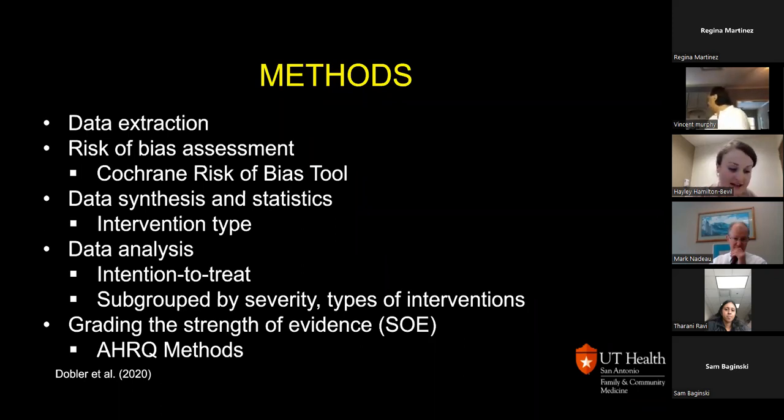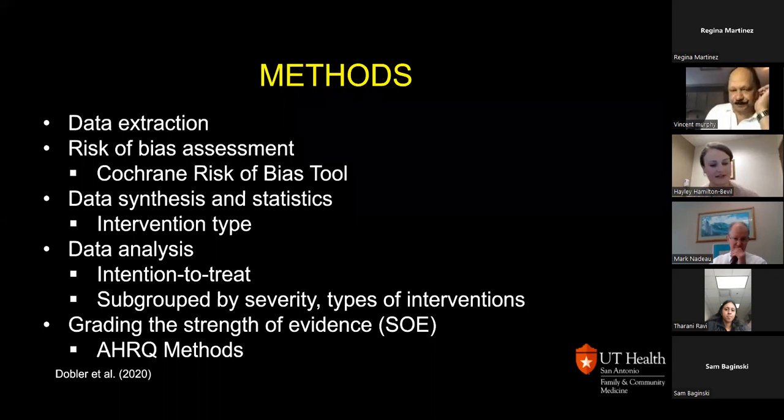There was also lots of statistical analysis. They followed the principle of intention to treat for their analyses. They grouped subgroups by systemic antibiotics, systemic steroids, and the different severities of exacerbations. And then they also looked at the strength of evidence, and they used a tool for that as well to rate the strength of evidence as high, moderate, or low. So they did a lot of in-depth analysis there.